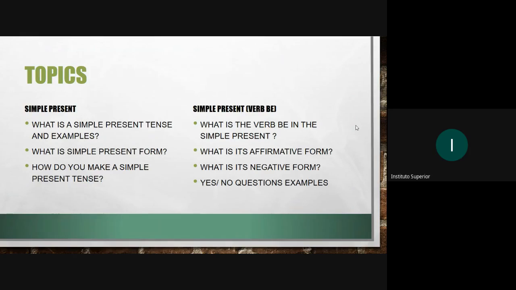Profesor, tómele una captura. Y eso es lo que usted va a investigar, esas preguntas que están ahí, y las va a compartir la próxima clase con nosotros como proyecto final. Pues, si encuentra más información y usted cree que sea más relevante, la puede añadir, pero tiene que cumplir con esa información. What is the verb be in the simple present? What is the affirmative form? What is the negative form? And yes and no question examples.